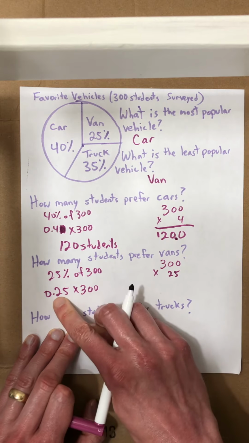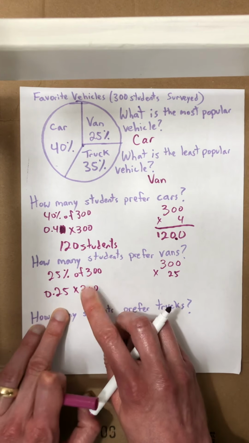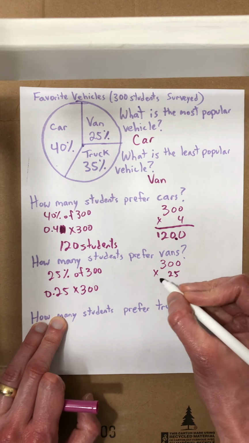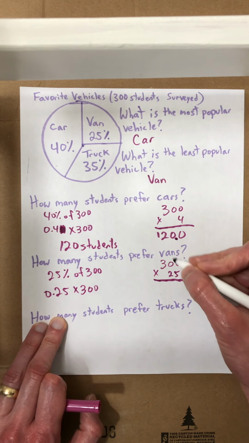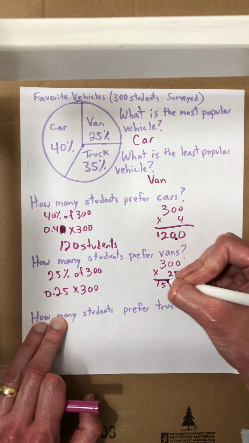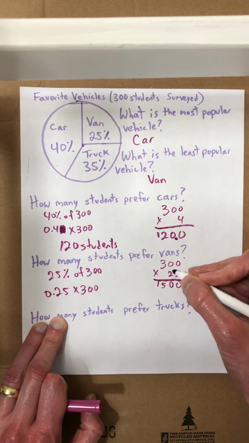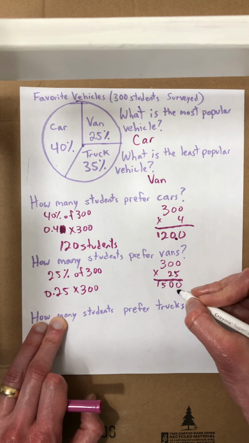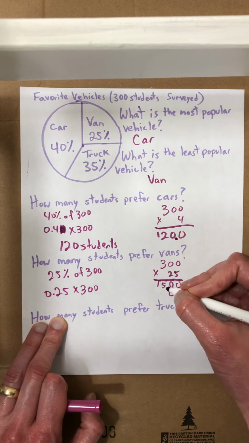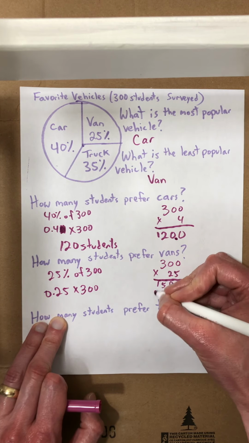And the reason I'm not multiplying by 0.25 is when we multiply by decimals, we first pretend there's no decimal at all, and we can put it back in there when we're all done at the end. 5 times 0 is 0, 5 times 0 is 0, 5 times 3, 15. 2 times 0, oh, hang on there. We're 1 spot over, so we got to put a 0 on to start with. 2 times 0 is 0, 2 times 0 is 0, 2 times 3 is 6.